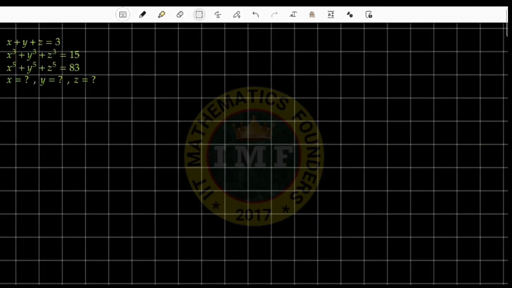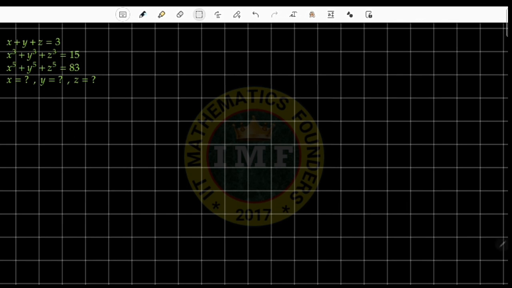Hello guys, good evening. Here is a beautiful system of equations on my screen. You need to find out the values of x, y, z in real numbers. I hope you have a very clear question here.